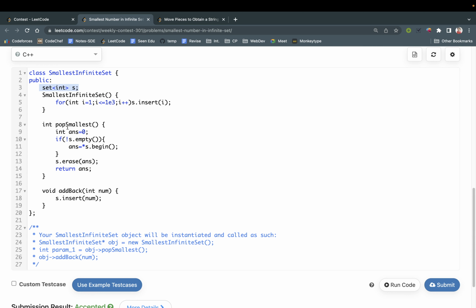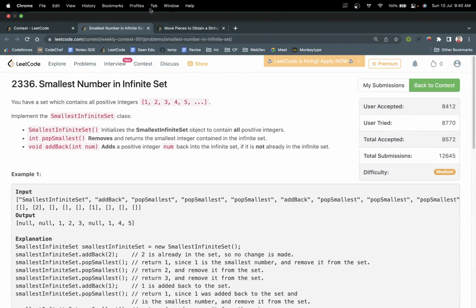Also pop smallest. Here I'm storing the answer if our set is not empty. So the smallest element will be the begin element of the set, so answer equals s dot begin. And now I'm erasing this element from the set and returning our answer. And in add back, I'm simply inserting into our set. So that's all for this second problem.